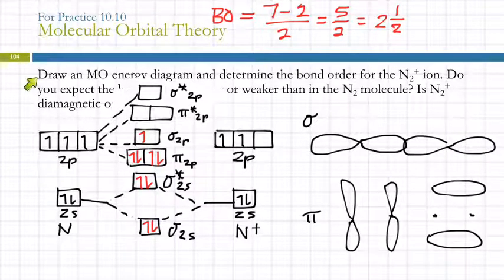This is the sort of thing that you should be able to do. Not drawing the pictures, but if I give you a very simple diatomic molecule, you should be able to draw the molecular orbital diagram for it and calculate a bond order, identify if it's paramagnetic or diamagnetic, and be able to predict whether it's stronger or weaker than a bond in some other molecule where you can figure out the bond order. Okay?